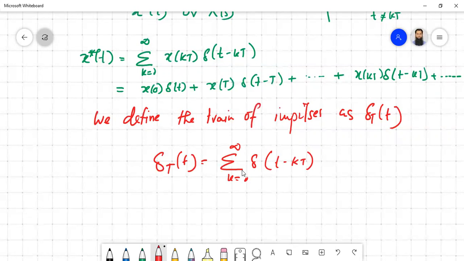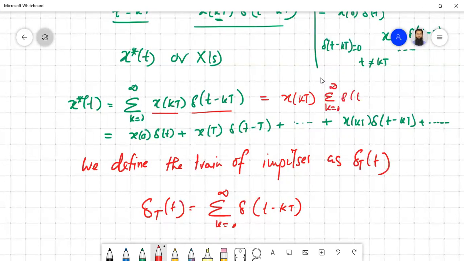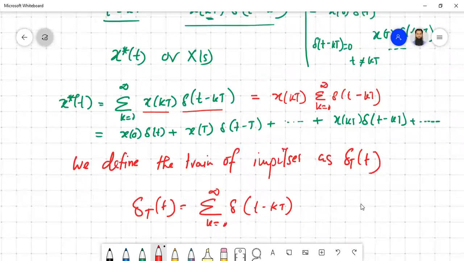Now the sampler output is equal to the product of two signals. Basically, a continuous-time signal x(t) and a train of pulses, that is δ_T(t). So you can separate this in this way: since x(kT) is nothing but the magnitude at that particular point, you can write the train of pulses in this way as well. As we already defined, this is nothing but your δ_T(t).